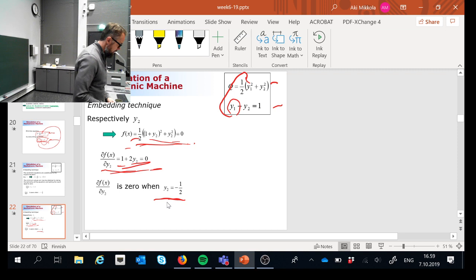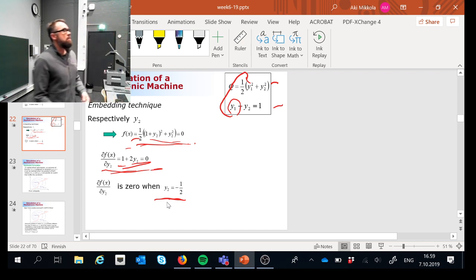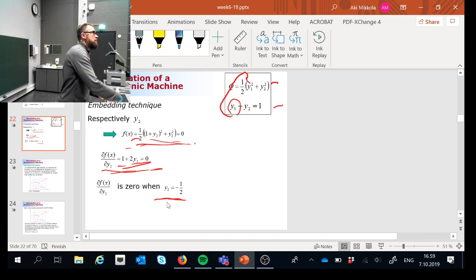In a similar way, I can solve the other variable. I'm obviously missing one slide here, but I will show it to you a bit later. That is when I'm substituting my constraint into my original function.